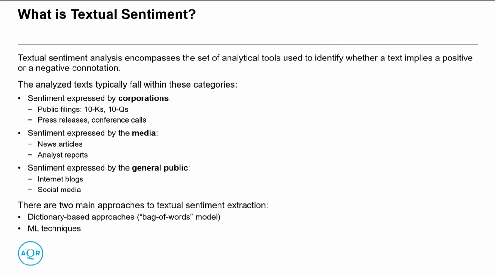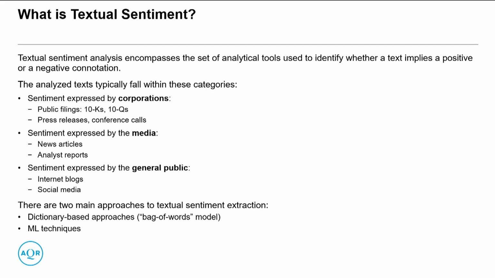So you can think of various sources of information that are available to market participants. This would include sentiment expressed by corporations, like public filings, 10-Ks, 10-Qs. You can think of press releases, conference call transcripts. At the same time, a lot of the information that is available to the public comes from the media: news articles, analyst reports, sell-side analysis. And the third kind is sentiment expressed by the general public: Internet blogs, social media.